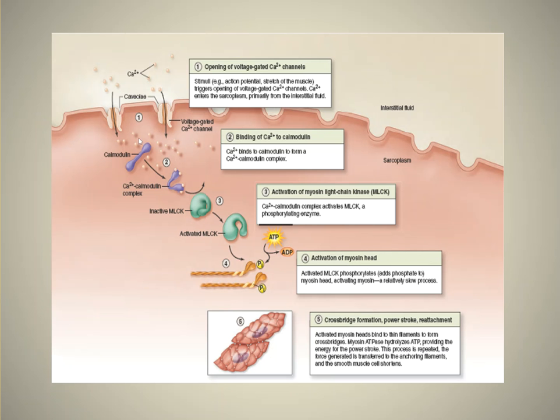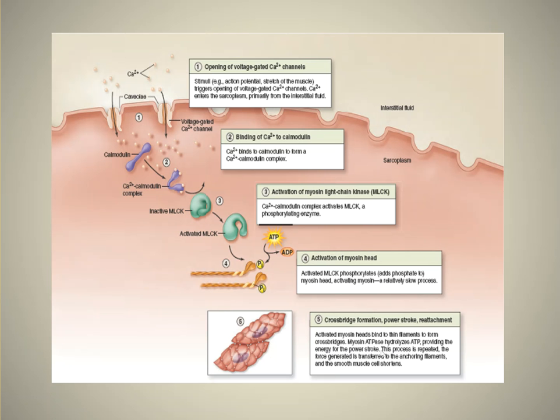Calcium coming from the outside, binding to calmodulin. Calcium complex. This activates myosin light chain kinase, which activates the myosin head and hydrolyzes ATP, and the cross bridges form and a power stroke happens. And so myosin ATP is hydrolyzed, ATP providing energy for the power stroke.